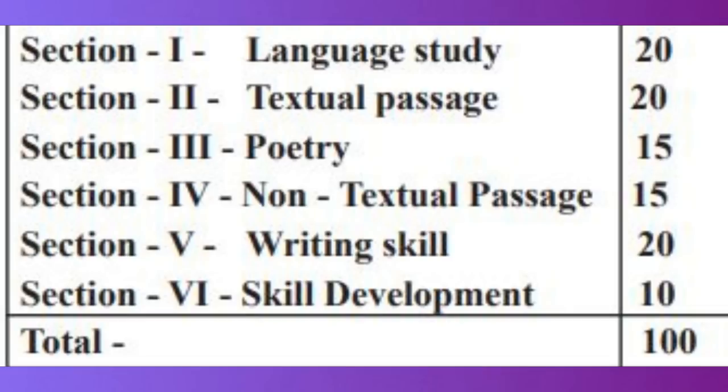In short, the marking scheme is given here. Section 1 language study for 20 marks, Section 2 textual passage for 20 marks, Section 3 poetry for 15 marks and Section 4 non-textual passage 15 marks, Section 5 writing skill 20 marks and Section 6 skill development for 10 marks, total 100 marks.